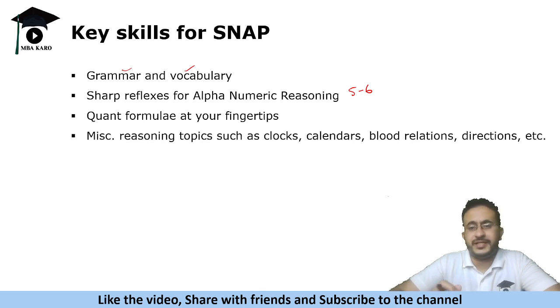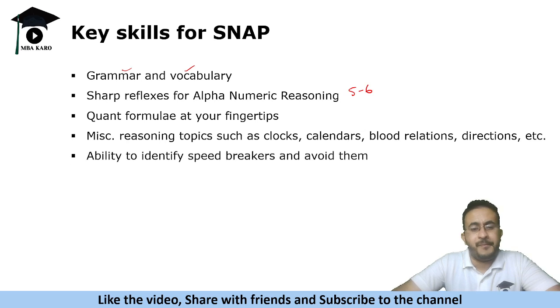And there are miscellaneous topics, so I'll be giving the list of topics. If you cover these topics, because you generally get questions from topics like clocks and calendars, blood relations, directions, binary logic. You should be very well prepared, because these topics are not tested in CAT. In CAT, you must have prepared for different kinds of topics for DI and LR, and you should be able to spot speed breakers and avoid them. That is the key to cracking SNAP.